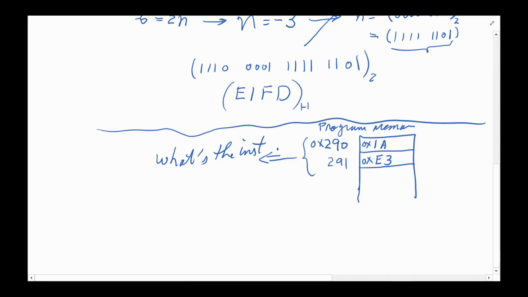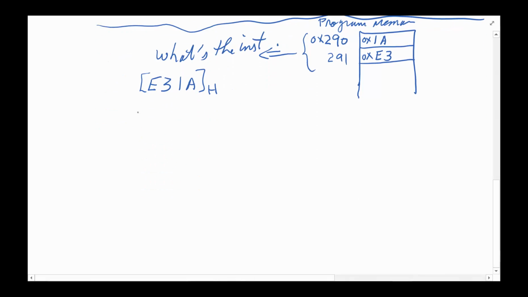Okay. So you look at that and say, okay, so the instruction, if I write it out, it's going to be E3 1A, which is in hex. Let's go ahead and try to write this in binary. Binary is going to be 1110. And by the way, this is also sitting at location 290 for whatever it's worth. And then 0, 0, 1, 1, 0, 0, 0, 1, 1, 0, 1, 0. So that's the binary equivalent.